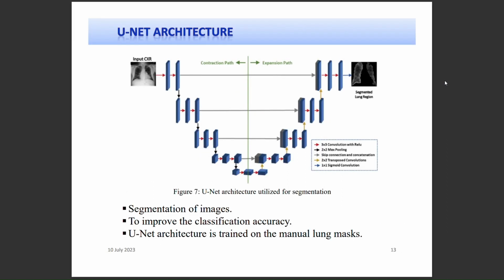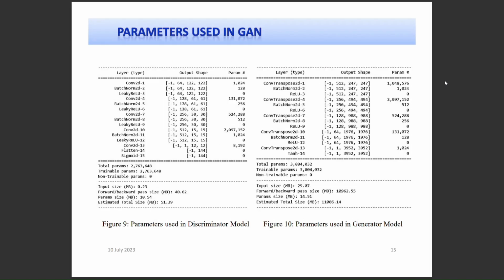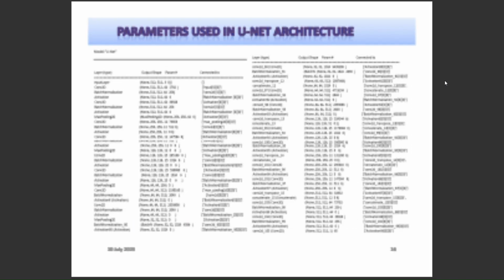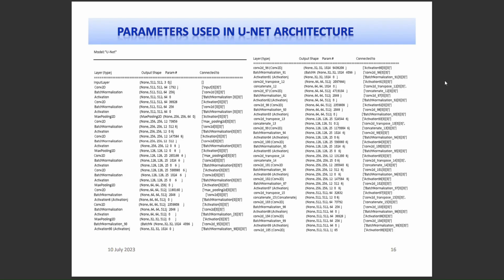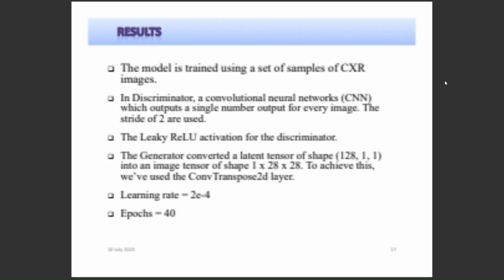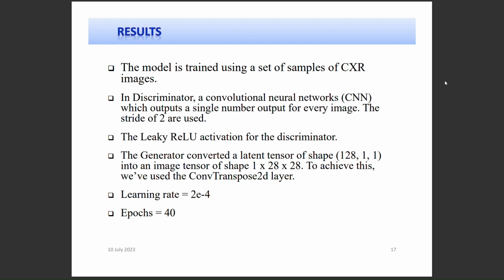And for segmentation of images, UNet is used. It is trained on the manual lung mask. In the proposed flow diagram, we can see CXR images and manual lung masks are given to UNet to predict the lung mask. These are the parameters used for GAN for both discriminator and generator models. Also, parameters used in UNet are shown here.